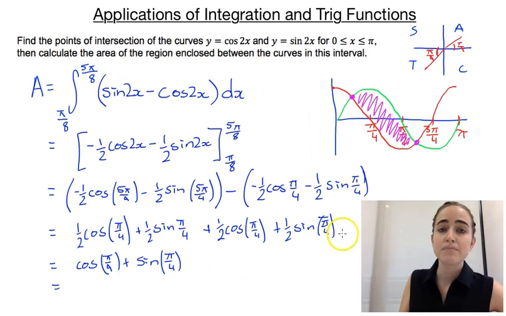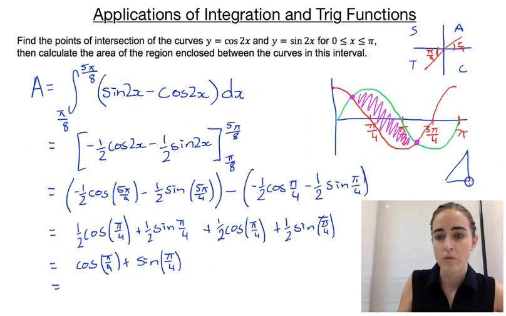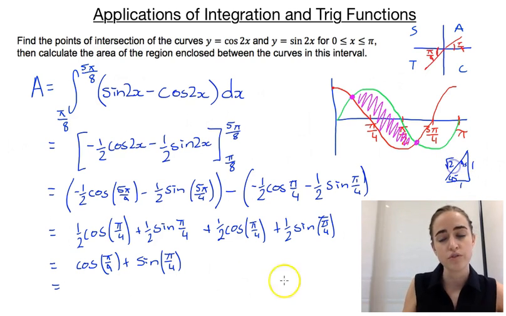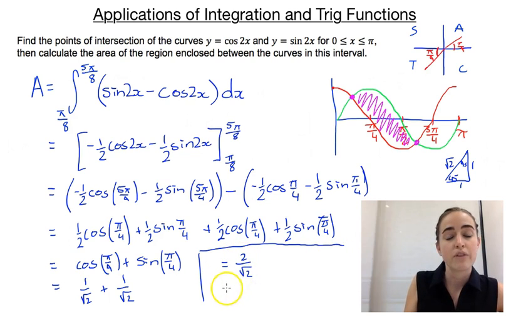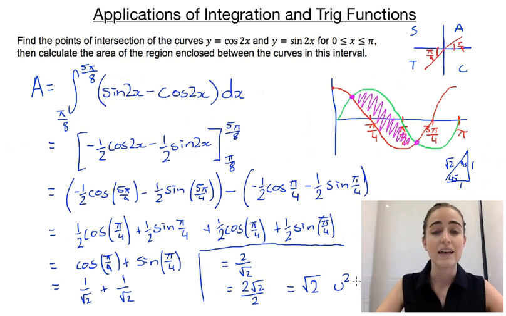Now we know from our special triangles, so looking at our one with 45 degrees, because pi on 4 is 45 degrees, got 1, 1, root 2. So cos pi on 4 and sine pi on 4 are both 1 on root 2. So we're going to have 1 on root 2 plus 1 on root 2, which would give us 2 on root 2. But if we rationalize the denominator, that would give us 2 root 2 over 2, which will give us a final answer just of root 2, and that's units squared for area. So that's having a look at applications of integration when we've got trig functions.